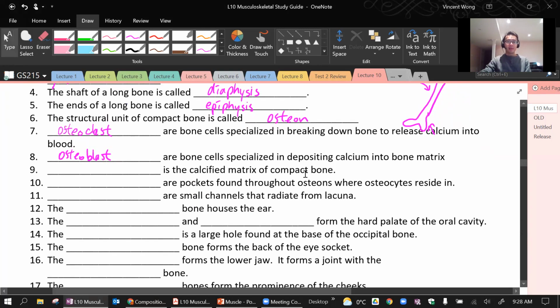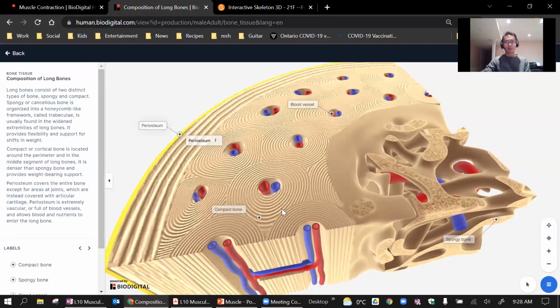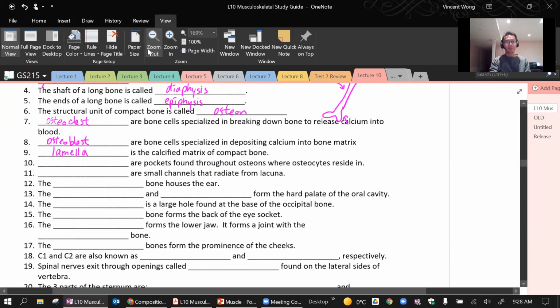The calcified matrix of compact bone. So that's referring to all this material here, all these things that make up the osteon, all the bone stuff basically. That is called the lamina. It's made up of various compounds containing calcium and phosphate. And then there are pockets that are found throughout the osteon.